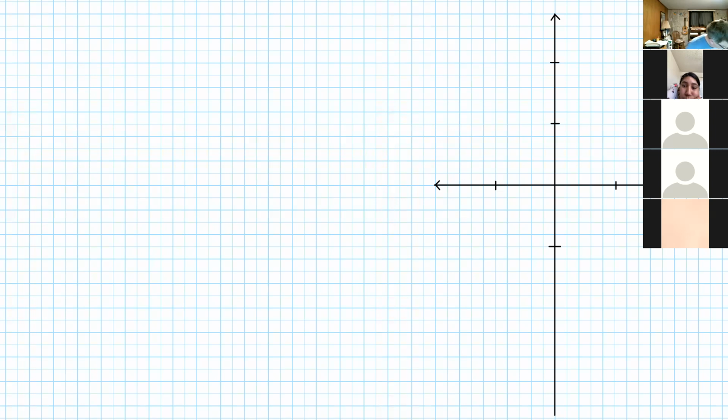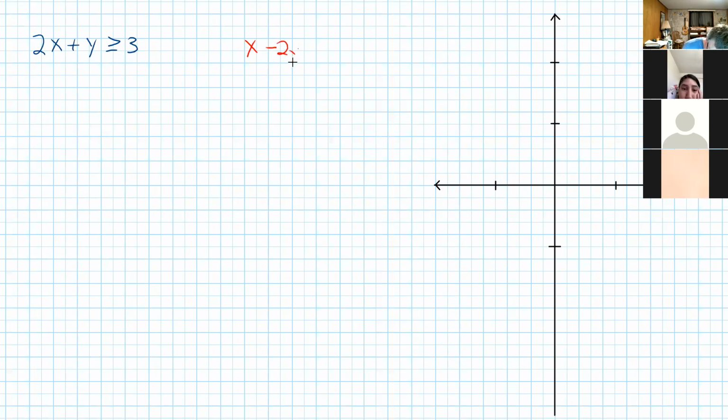Let's start out with this one, which is 2x plus y greater than or equal to 3. Okay, and then our second one is x minus 2y less than or equal to -1. Okay, so let's go back to our first inequality, 2x plus y greater than or equal to 3. And I'm going to consider the equation 2x plus y equals 3.